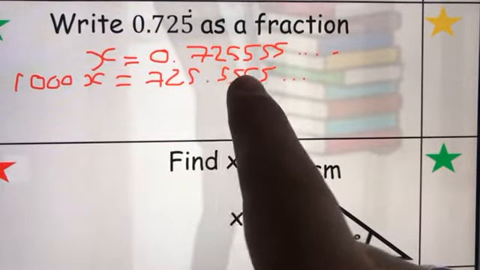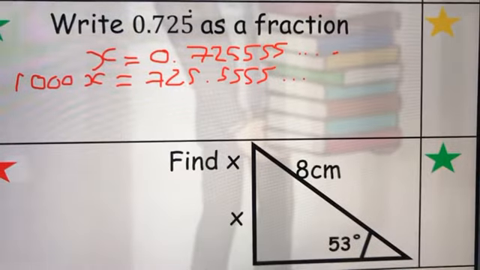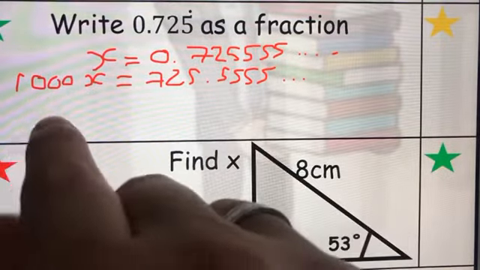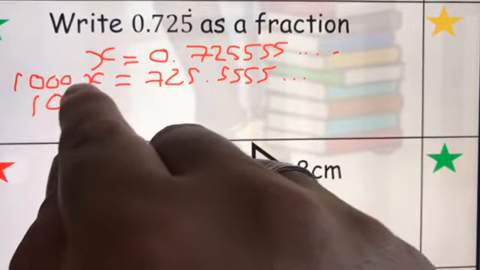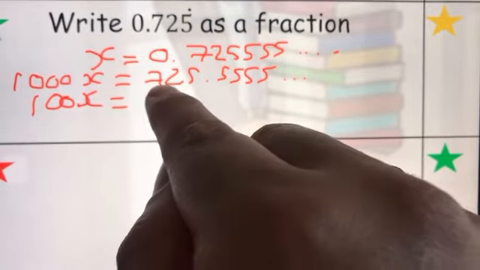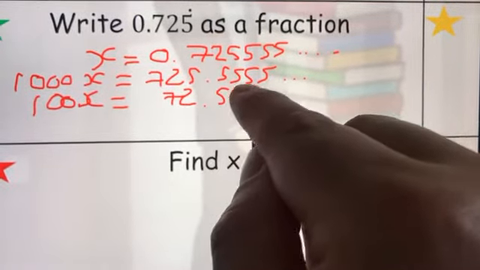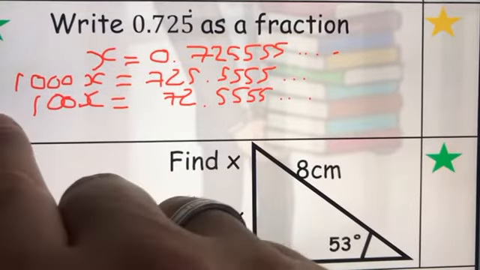Then I want to get this first recurring digit next to the decimal point, and I'm coming back to the top one. In order to get our 5 next to the decimal point, I'm going to times the top by 100. So I've got 100x equals 72.5555, going on forever.